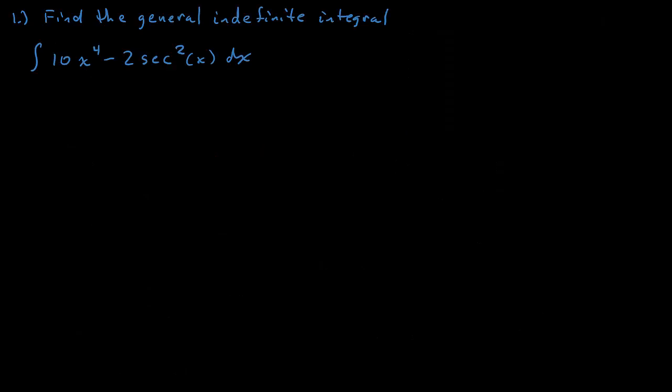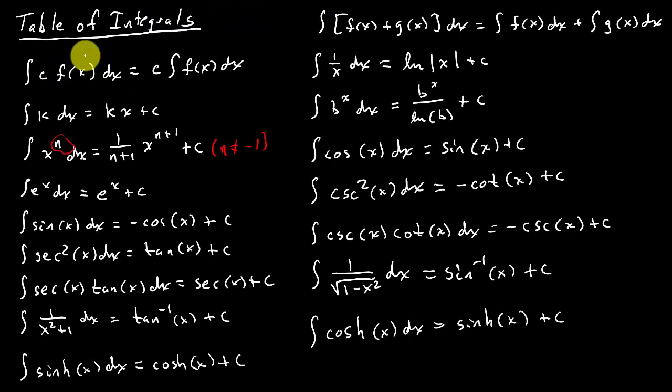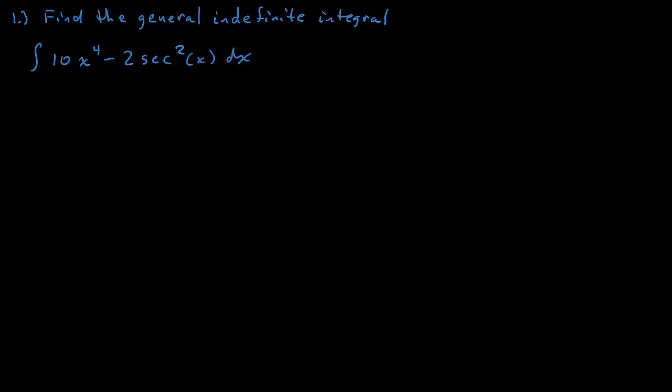and look at the first one. It says find the general indefinite integral. So we've got the integral of 10x to the fourth minus 2 secant squared x. All right, so we're going to integrate each term. If you notice this x to the fourth, that's in the form over here of this x to the n. So we can add 1 to the exponent and then multiply by the reciprocal of the new exponent. All right, so let's look at that.